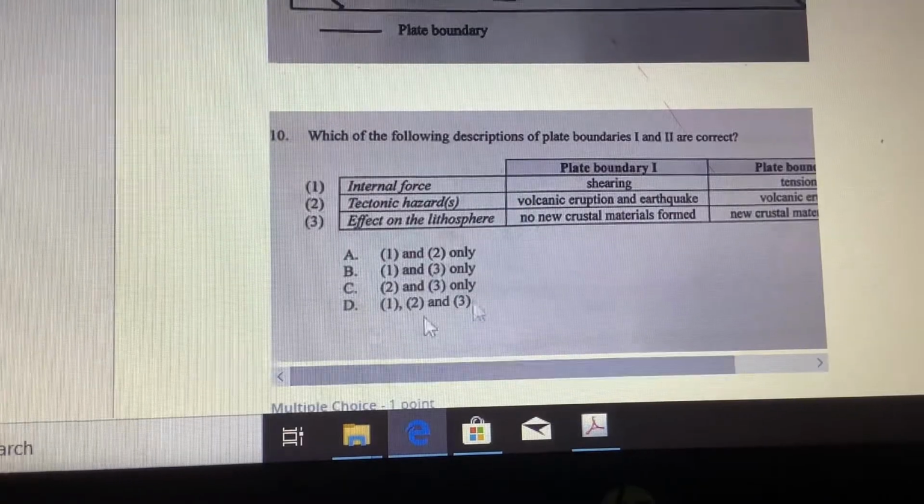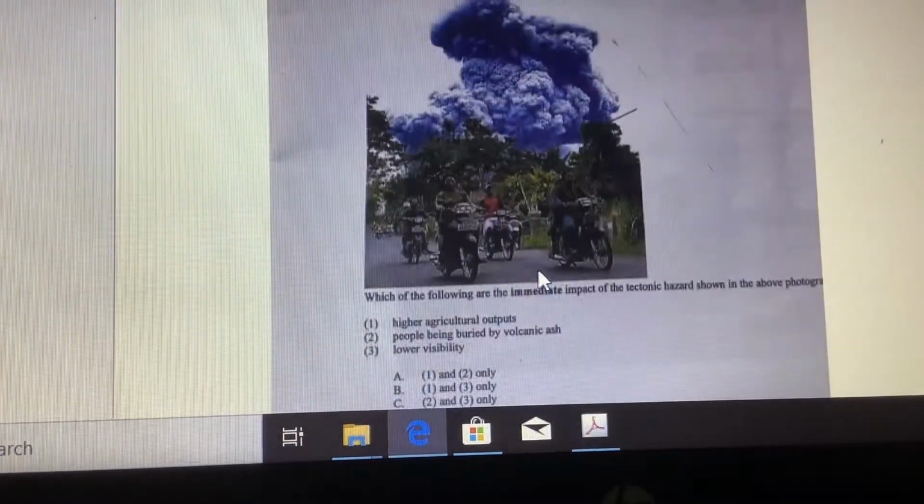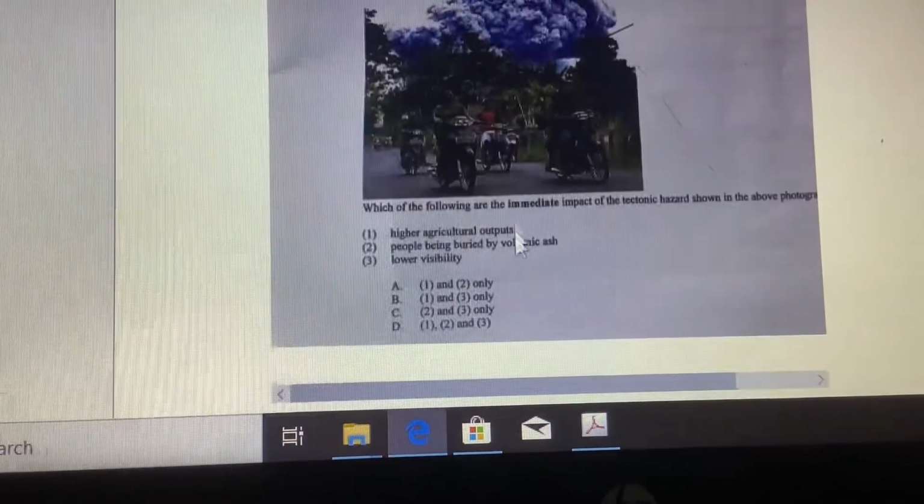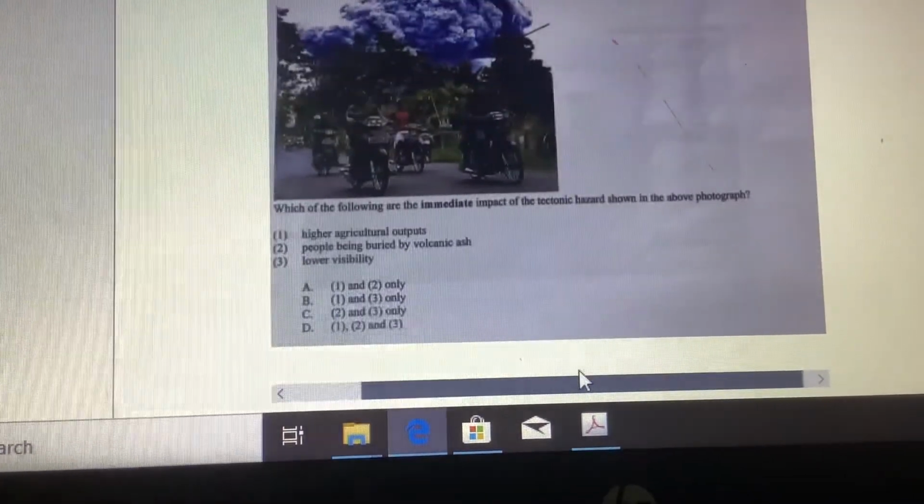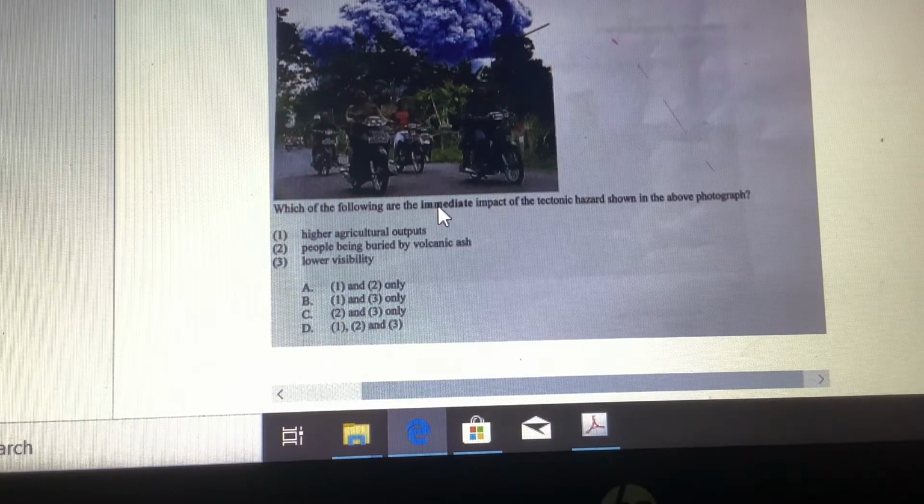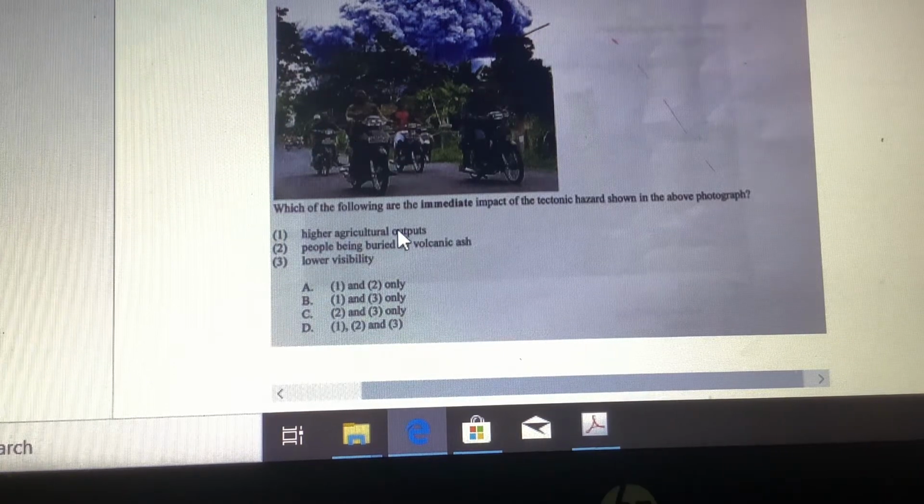B. Okay, not going to pass into it. Wow, this one, can I skip it? 93% of you are correct. Which of the following, be careful, it has highlighted immediate. Can you see? Immediate impact of the tectonic hazards shown in the above photograph. High agricultural output. Is it immediate? No, it is a long-term impact instead of an immediate impact.